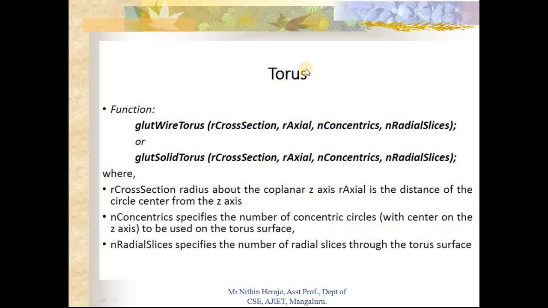Next you have the torus. The function is glutWireTorus. Again here you can have a wire torus or a solid torus, and these are the parameters: rCrossSection, rAxial, nConcentrics, and nRadialSlices. Even here you will have the same parameters, where rCrossSection is the radius about the planar z axis, rAxial is the distance of the circle center from the z axis, nConcentrics specifies the number of concentric circles, and nRadialSlices specifies the number of radial slices.